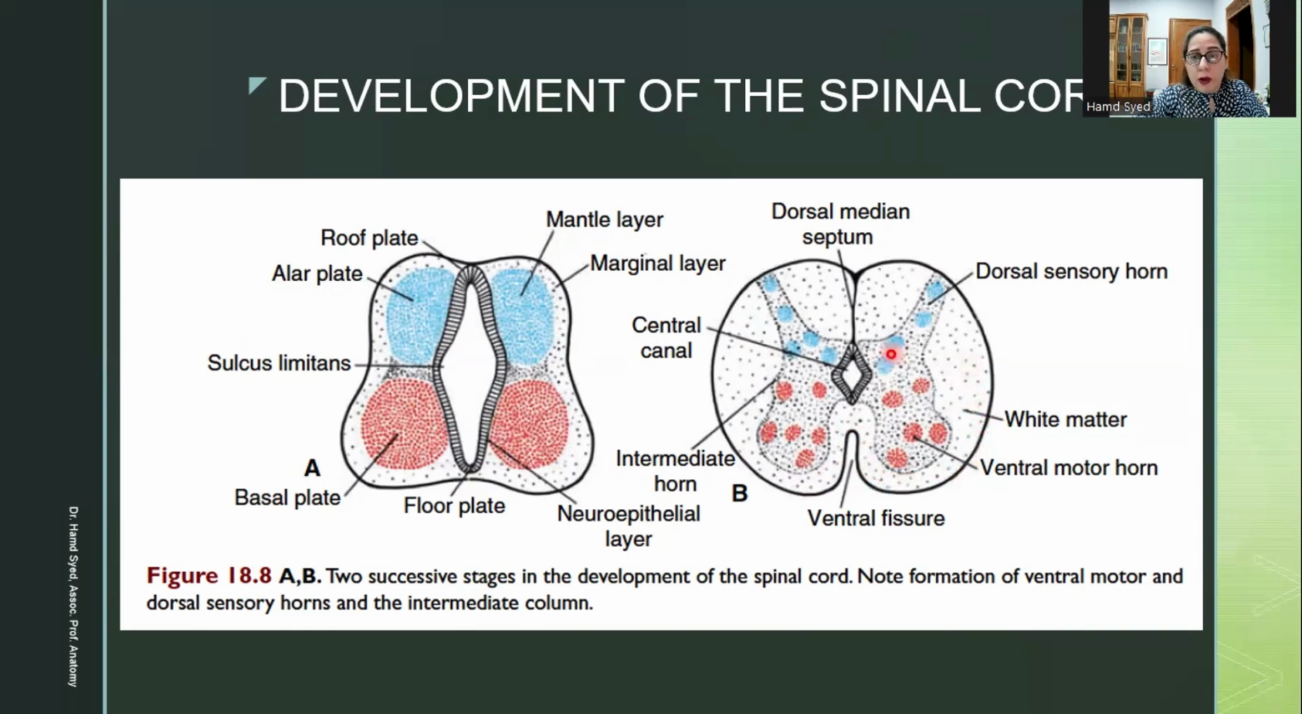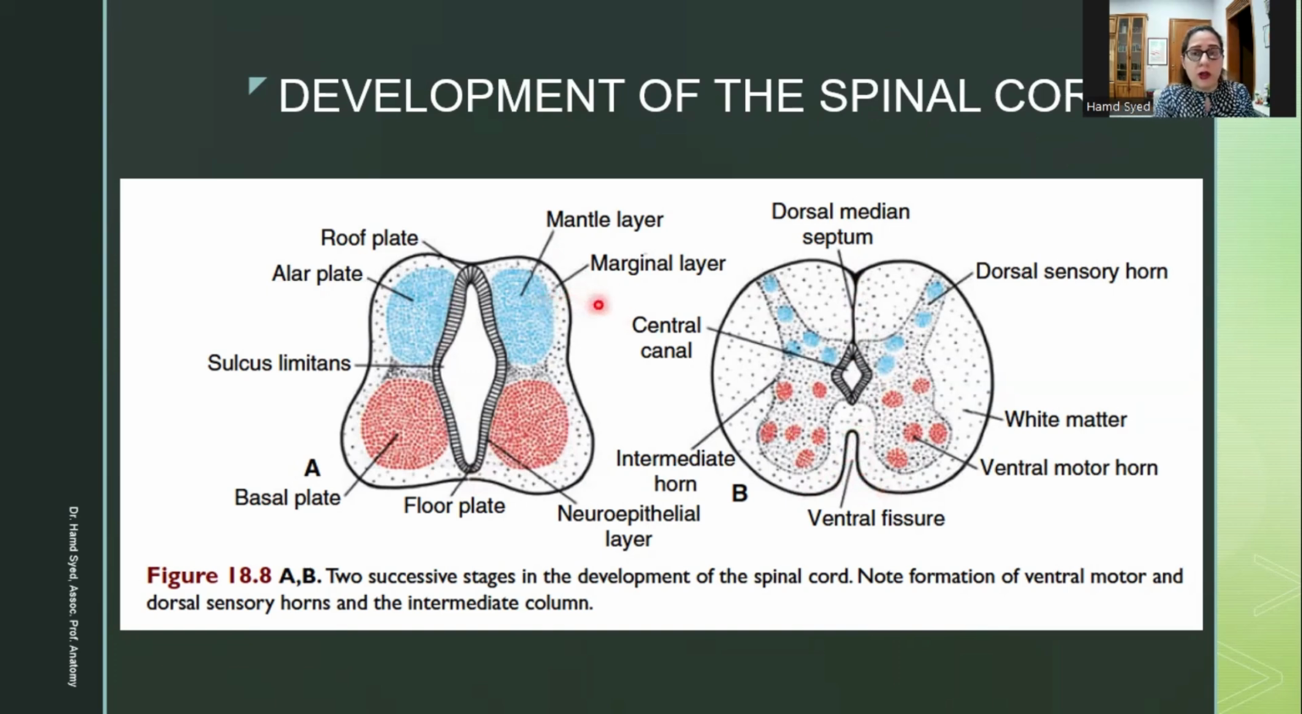Here you can see that the gray matter of the spinal cord consists of the posterior or dorsal sensory horns and the anterior or ventral motor horns. These are derived from the alar and basal plates respectively. Also, you can see the dorsal horn is narrow, whereas the ventral horn is broad. The further change that has occurred is the constriction of the central canal into a narrow cavity, and you can see over here the dorsal median septum, and anteriorly you've got the ventral fissure. So this was the development of the spinal cord, which we discussed last time.